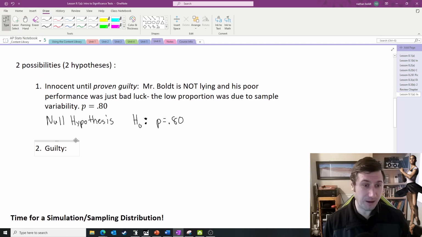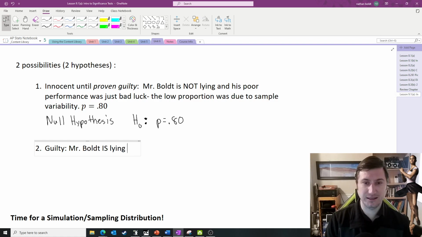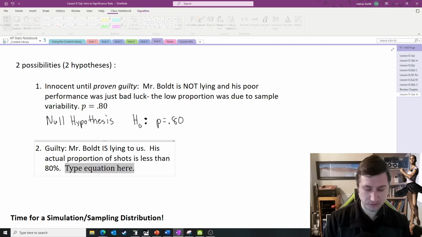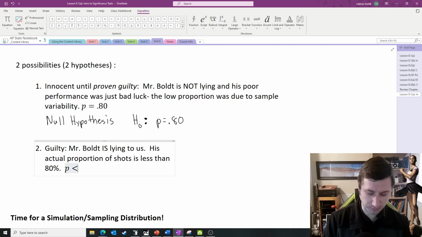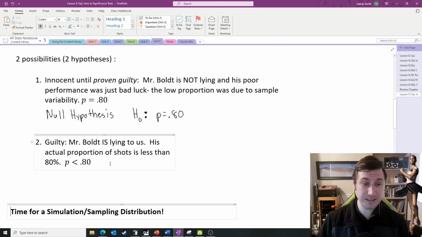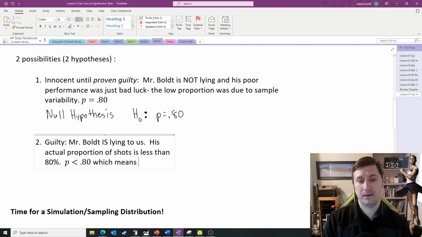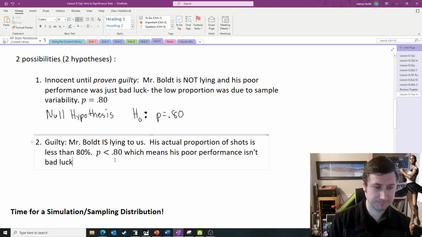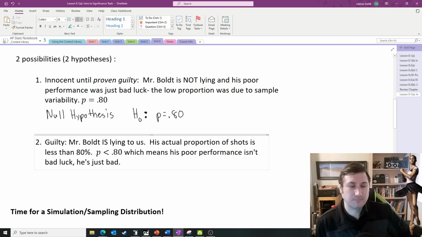The other possibility is that I am guilty. Mr. Bolt is lying to us. His actual proportion of shots is less than 80%. So his p is less than 0.80, which means his poor performance isn't bad luck. He's just bad. Okay, those are the two options.